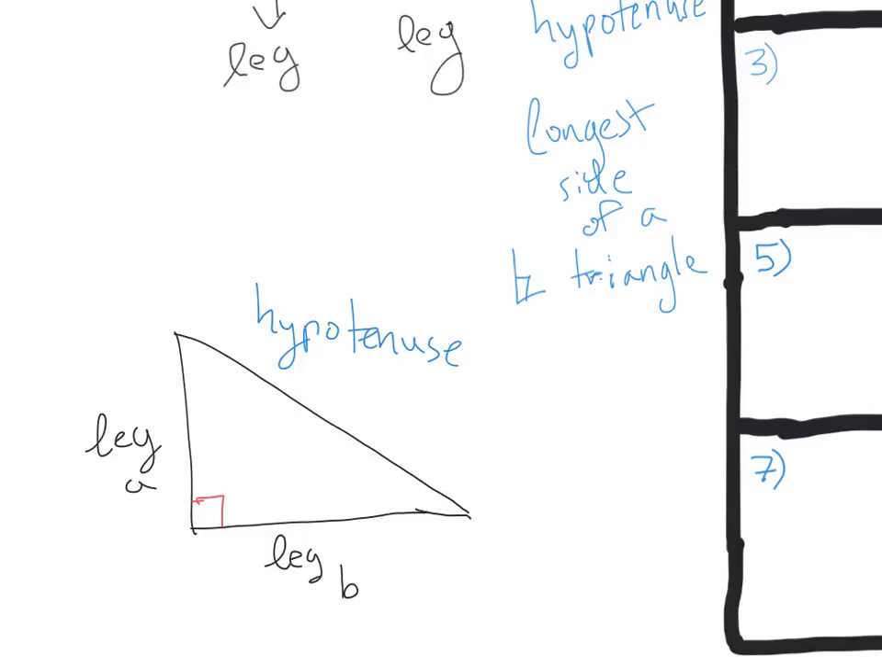Alright, let's look at some problems from your homework. Problem number 1. Write an equation that you could use to find the length of the missing side of each right triangle, then find the missing length. Round to the nearest tenth if necessary. So I'll do number 1.